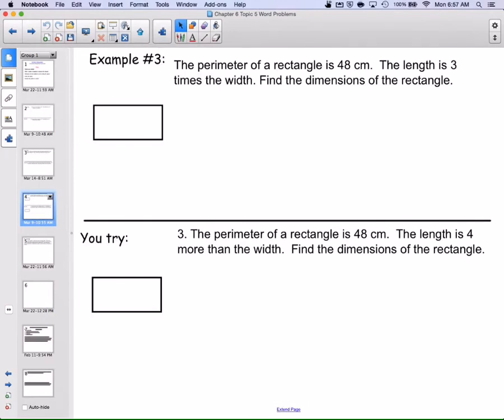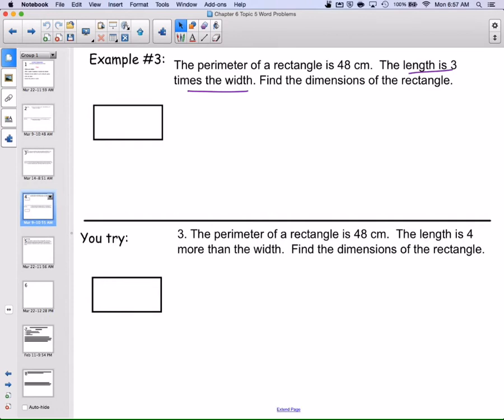Okay, the last example is more about geometry than anything else, so let's see if we can still figure this out. The perimeter of a rectangle is 48 centimeters. Okay, so adding up all sides, the length is 3 times the width. Find the dimensions of the rectangle.